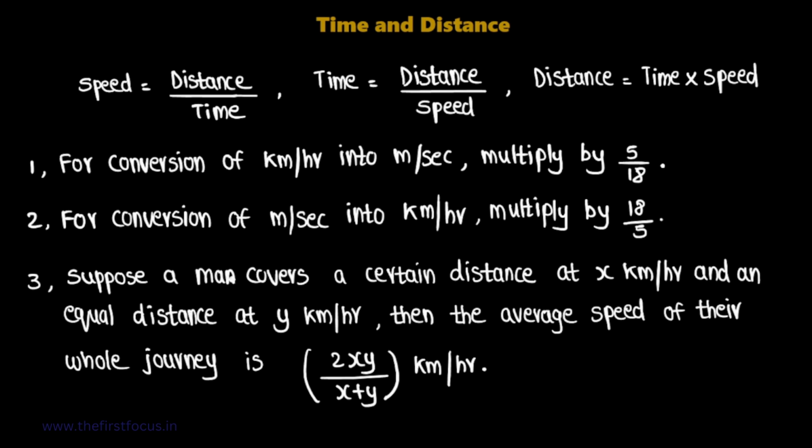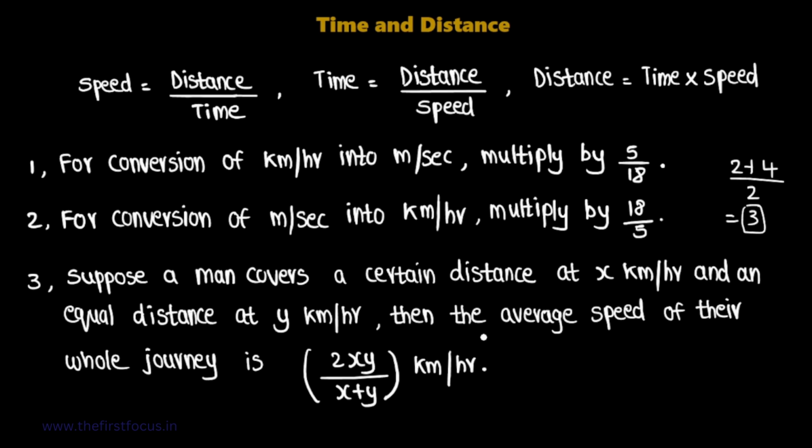If for averaging two numbers, let them be 2 and 4, we just add the numbers and divide by 2. So we will get the average as 3. This is not the same in speed. If a man covers a certain distance at x kilometer per hour and an equal distance at y kilometer per hour, then the average speed of the whole journey is given by 2xy divided by x plus y kilometer per hour.